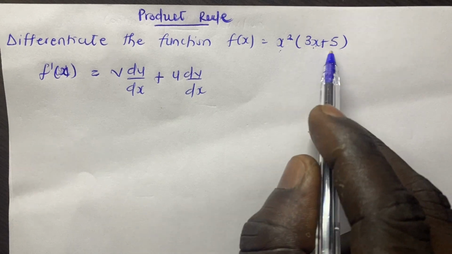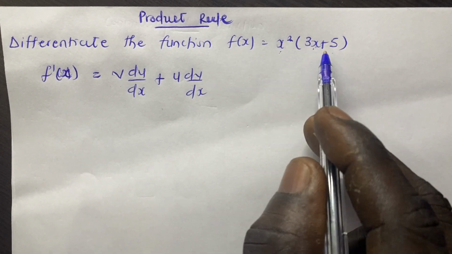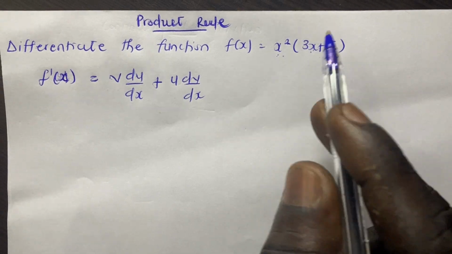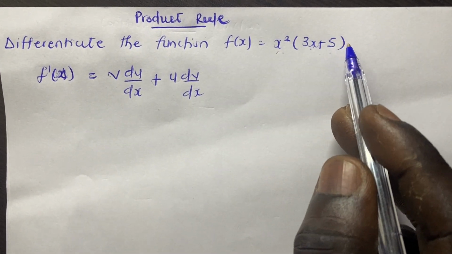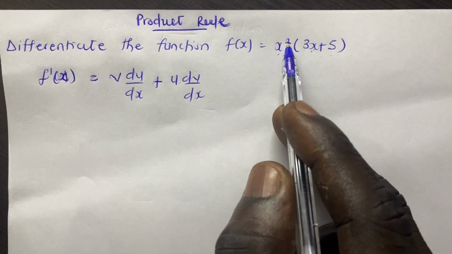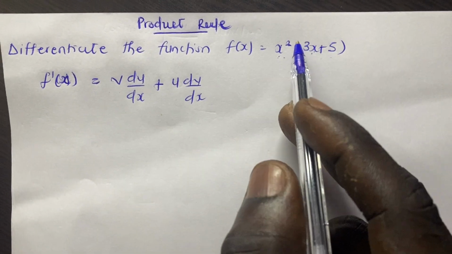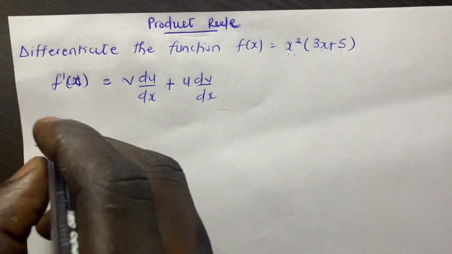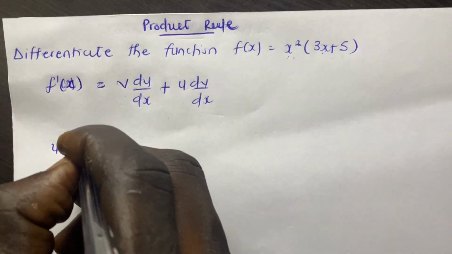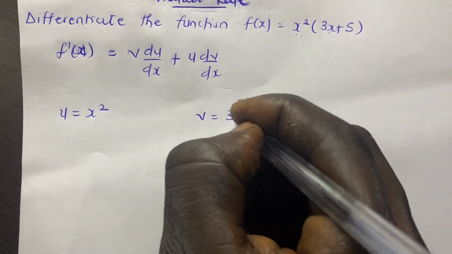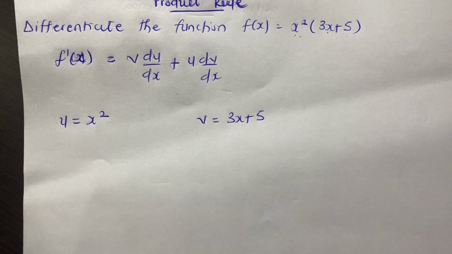So now these functions, as we've already established that it's a product of two different functions, are going to take the form of u and v respectively, right? So here we are going to make this stand there as u and then this stand there as v. So we are assigning variables to it, right? So let's say our u is x squared and then our v is 3x plus 5, right?